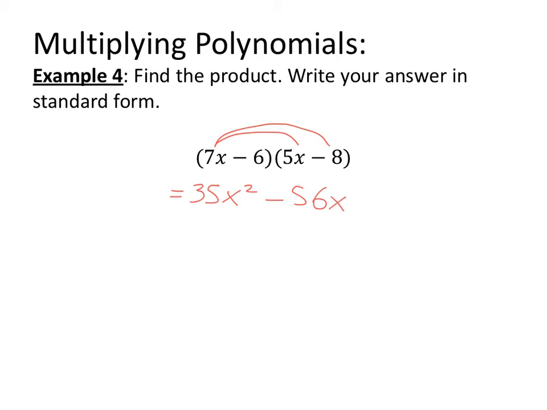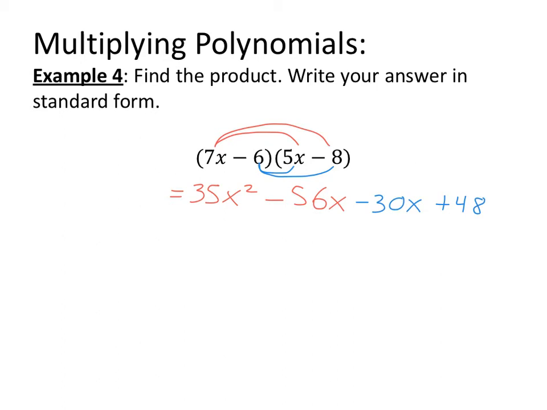Then I'll do the same thing with negative 6. So negative 6 times 5x, that's going to give me a negative 30x. And then negative 6 times negative 8. Remember that a negative times a negative is a positive, so that'll be a positive 48.